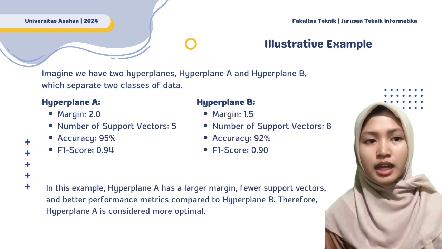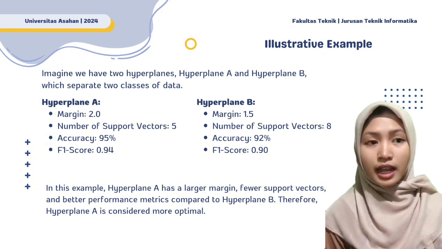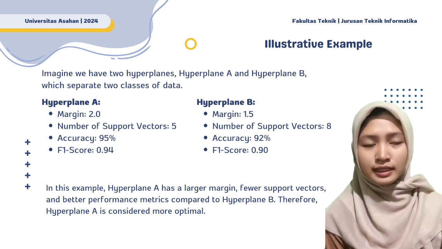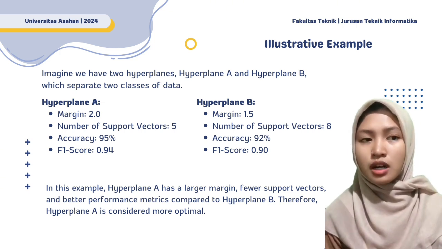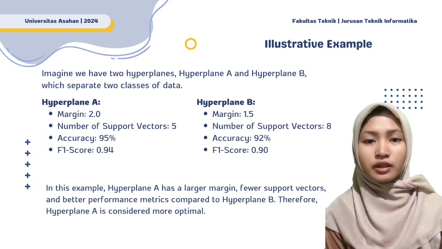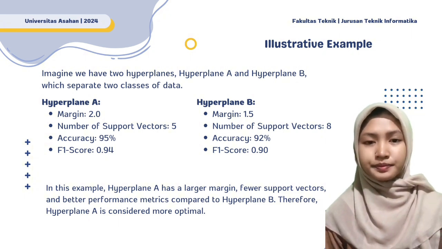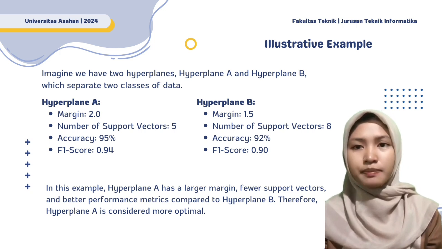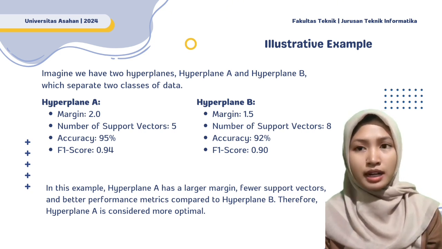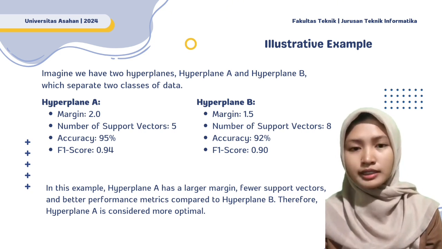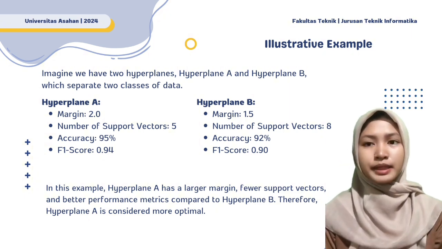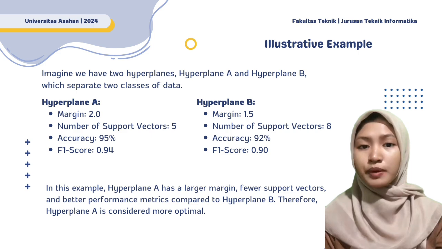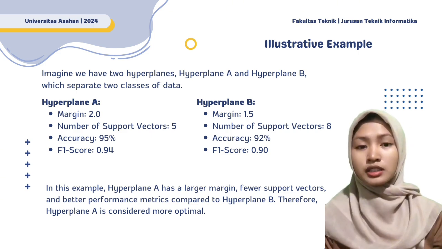1.5 and number of support vectors 8, accuracy 92% and F1 score 0.90. Well, in the example, hyperplane A has a larger margin, fewer support vectors, and better performance metrics compared to hyperplane B. Therefore, hyperplane A is considered more optimal.